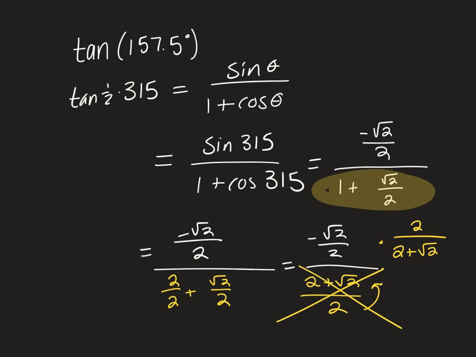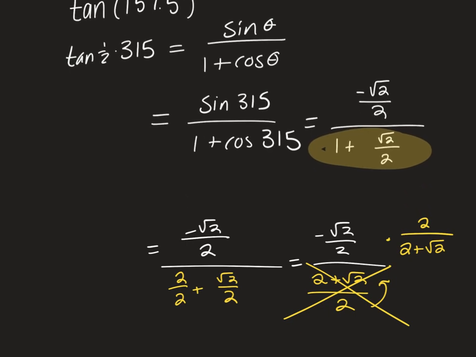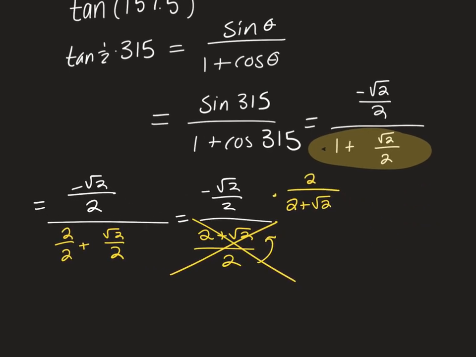Okay, I'm going to shrink and move everything a little bit. Do the square root of 2's cancel out? No. And 2's? Oh, the 2's cancel out. This 2 and this 2 cancel. So then we're left with negative square root of 2 over 2 plus the square root of 2.